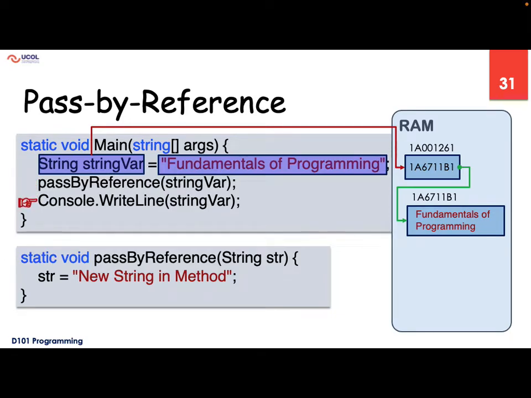So, that is, the string is immutable. Mutable means that we can change its value. Immutable means we cannot change the value. Whenever we try to change the value, it will create a new object and assign that value.